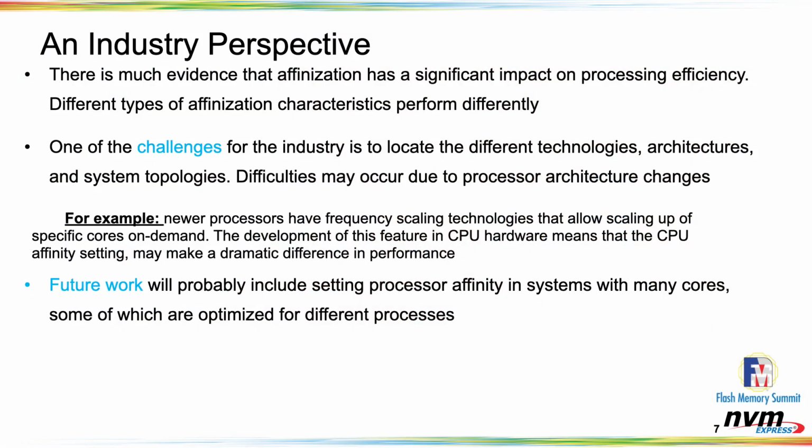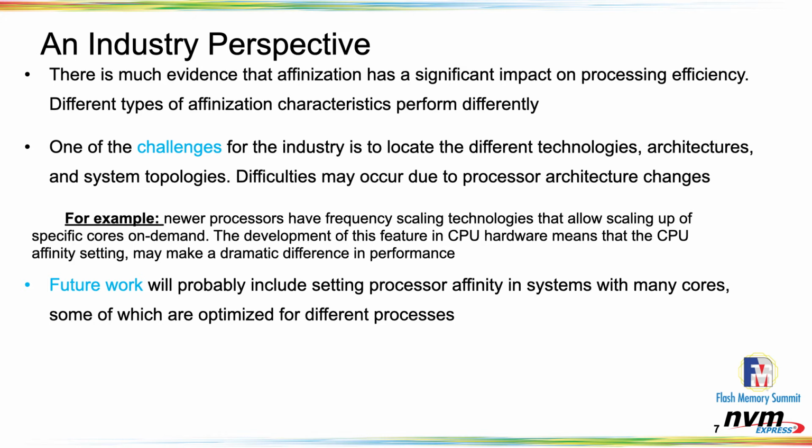Also, there are some challenges that we as an industry have to deal with. The most common is to identify and follow new technologies, architectures, and system topologies. For example, new processors have frequency scaling technologies that allow scaling up of specific cores on demand, and having this feature embedded in the CPU hardware means that the CPU affinity settings will probably make a dramatic difference in performance.